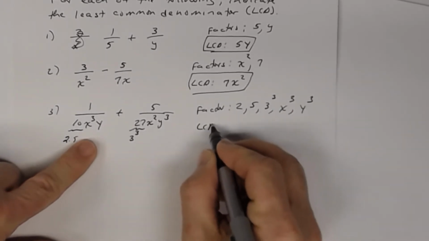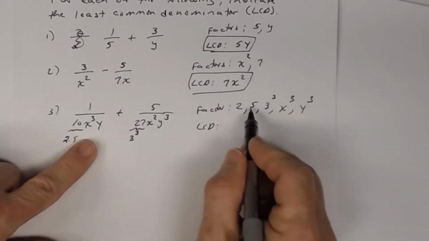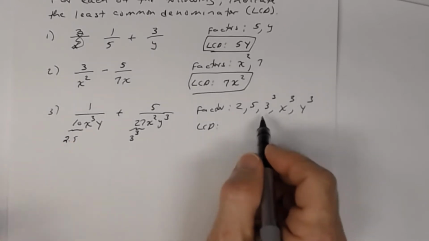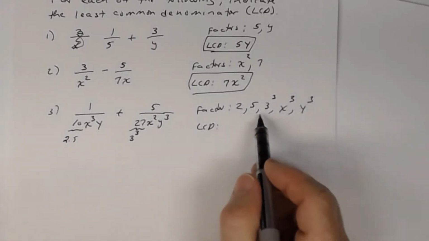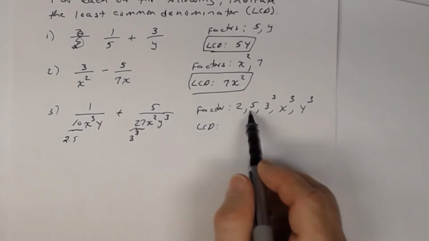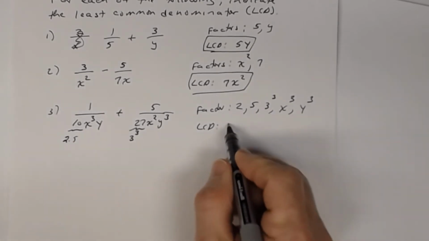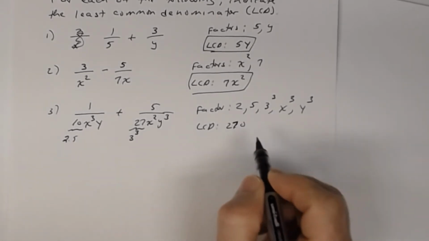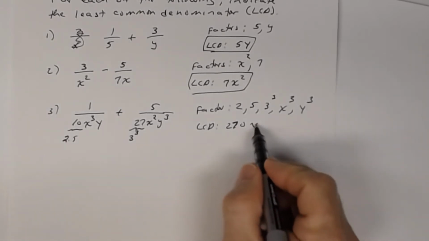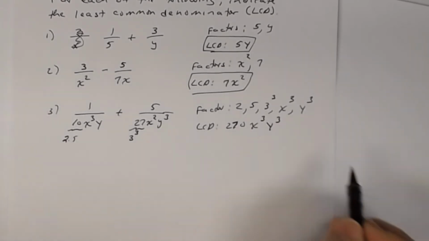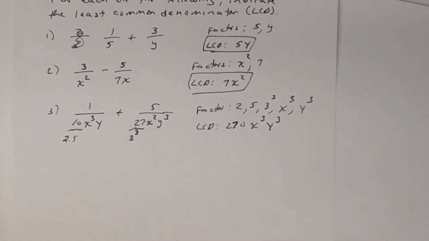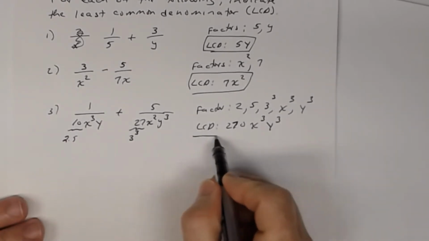And so therefore your answer, 2 times 5 times 27. So that is, let's see, 2 times 5 is 10. 10 times 27 is 270. So 270, and then x cubed y cubed. Okay? All right, so that's going to be the answer for number 3.